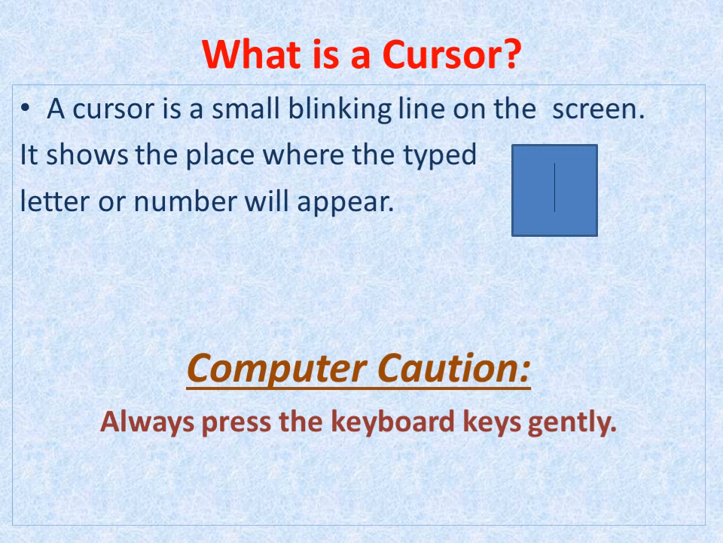Now children, what is a cursor? A cursor is a small blinking line on the screen. It shows the place where the typed letter or number will appear. So whenever you type something on the computer, there is one small blinking line. Blinking means jhapakna. So you can see that line on the screen and you can start typing.